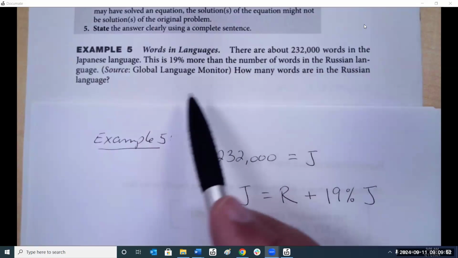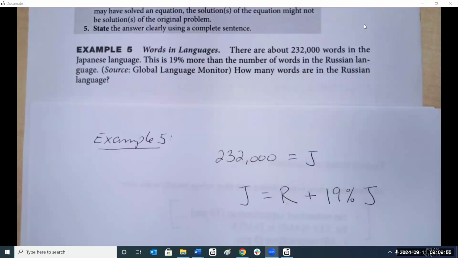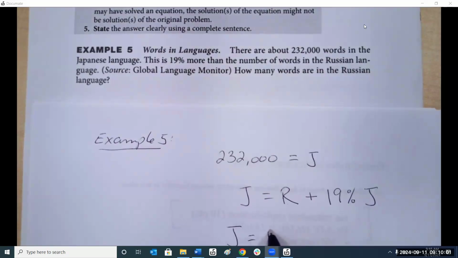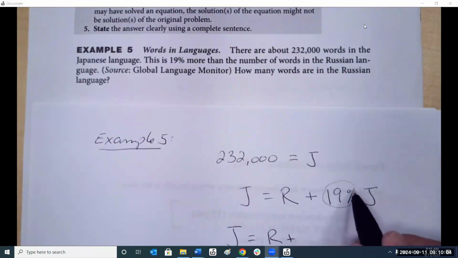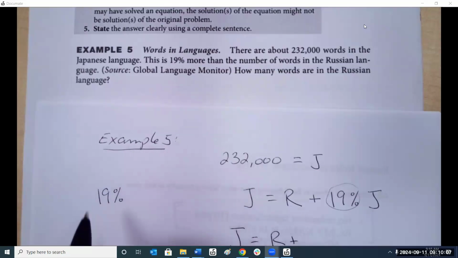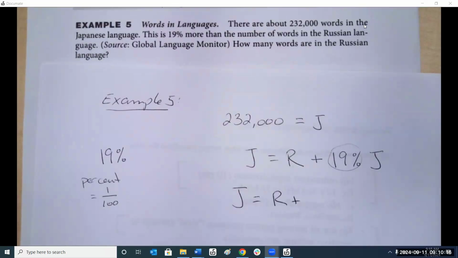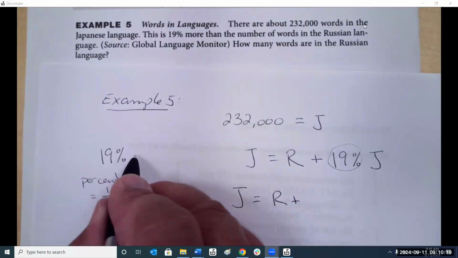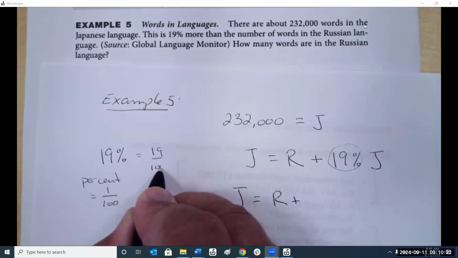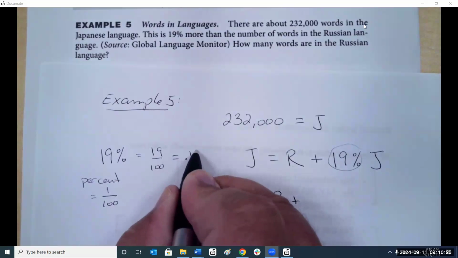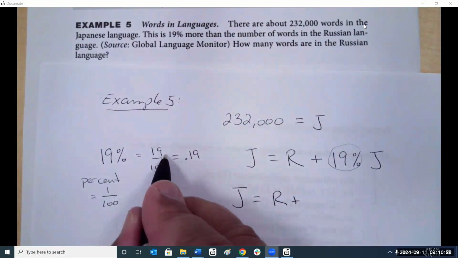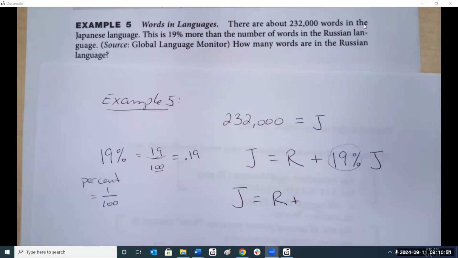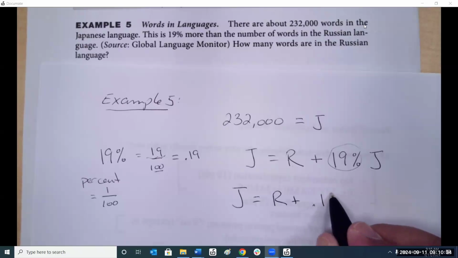And then looking at how many words are in the Russian language. So we're solving for R. So we have J equals R. We have to convert this 19%. The word percent means over 100. So this is 19 over 100, which is 0.19. The number of zeros tells you how many decimals to move to the left. So it's 0.19J.